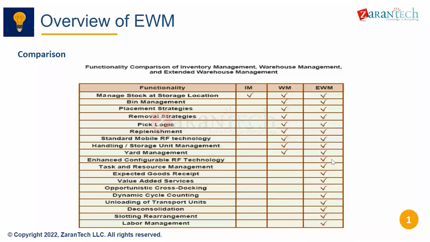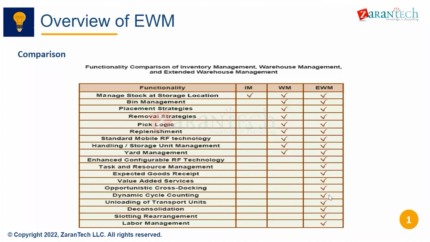Task and resource management, expected goods receipt process. Then we have some value added services in the warehouse. Cross docking is something like this: suppose stock comes from the production line, and before putting it into the warehouse itself, there is a requirement to move that stock out, or give that stock to the customer. That is cross docking. It means the stock will not come into the warehouse, but will be transferred directly to the customer, or directly to some other warehouse of the client.